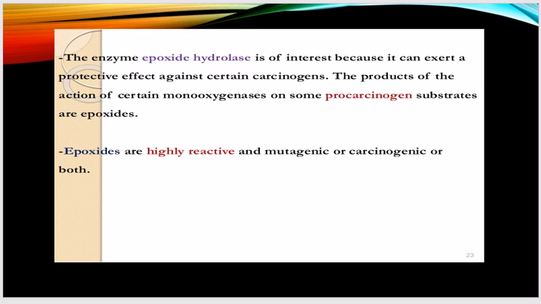The enzyme epoxide hydrolase is of interest because it can exert a protective effect against certain carcinogens. The products of the action of certain monooxygenases on some procarcinogen substrates are epoxides. Epoxides are highly reactive and mutagenic or carcinogenic, or they can act as both.